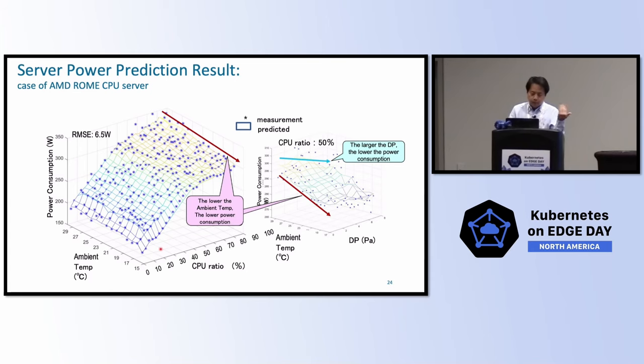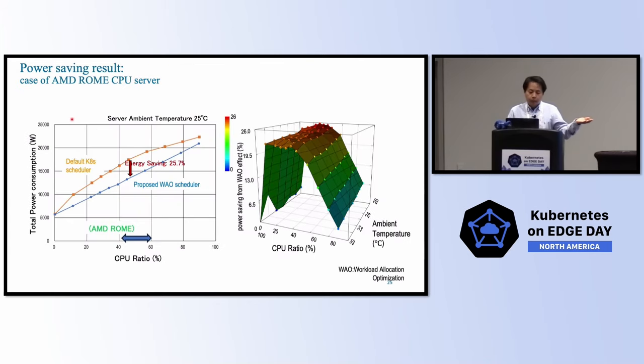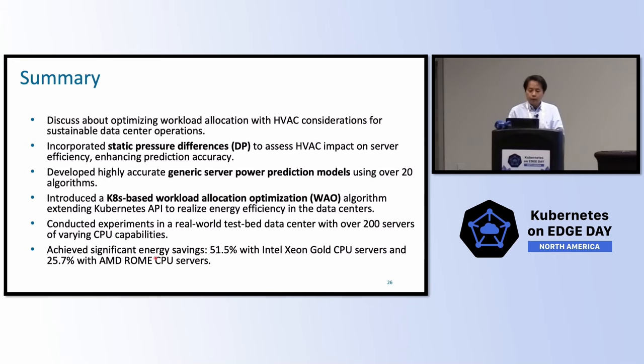Okay, I will jump ahead. Another one is for the AMD Rome CPU. This is the power prediction result, and it is very accurate. For power consumption reduction, because the server power consumption behavior is different, we have a different reduction result. In this case, the maximum is around 25%. So different server types have different power consumption reduction results. The point is that with WoW, we can always obtain power consumption reductions. In this case, the maximum happens between 40 and 60% of the total CPU usage on AMD Rome CPU servers. So I think here is my summary.